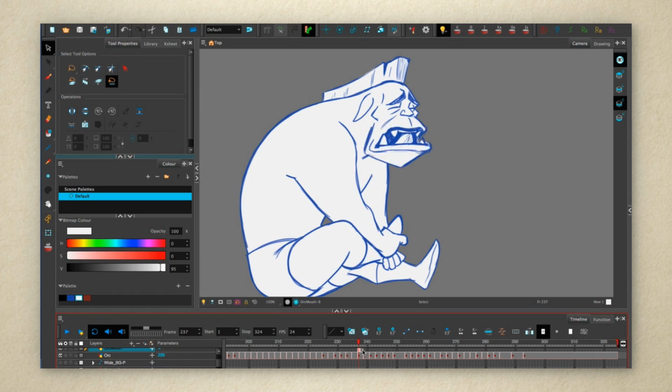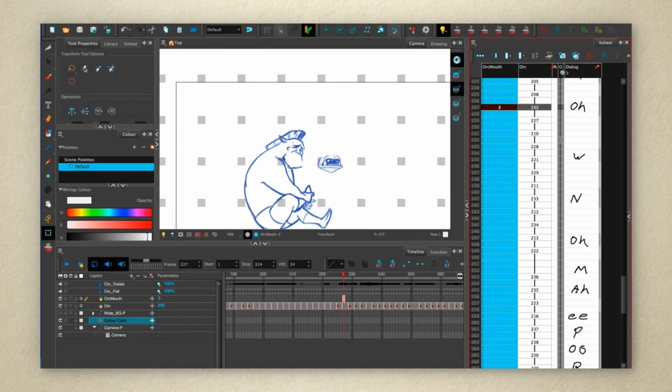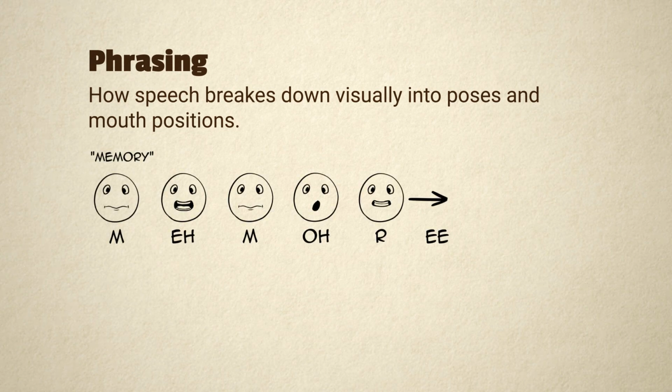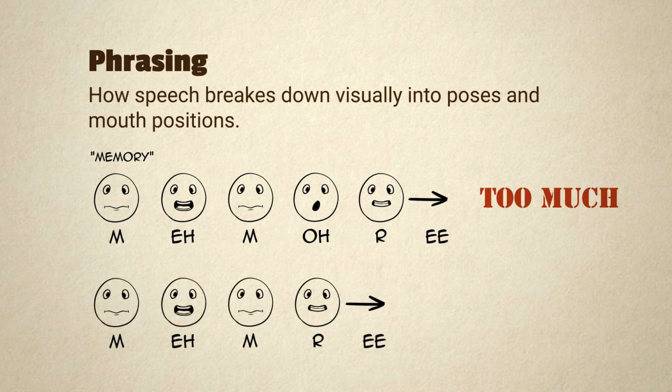Okay, I've got all my mouth shapes ready. So you might think now we just go through and put in the right mouth shapes for each of the phonemes in the line. But in most cases, that wouldn't end up looking right. We need to apply a principle of lip sync called phrasing. Phrasing is how speech breaks down visually into poses, or in this case, mouth positions. When we speak, we don't hit every single phoneme clearly. We smear them together as we move from the beginning of a word or phrase to the end.